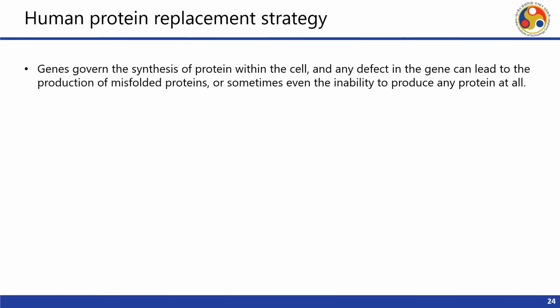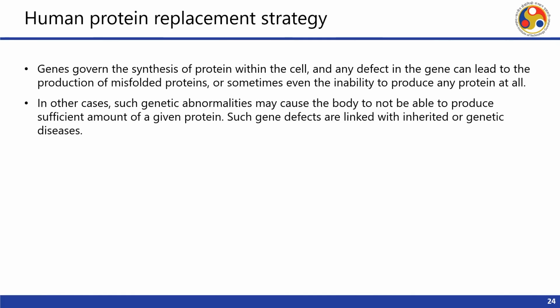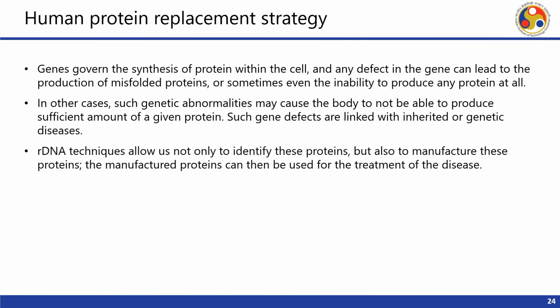Now, let us discuss human protein replacement strategy. Genes govern the synthesis of proteins within the cell, and any defect in the genes can lead to the production of misfolded proteins, or sometimes even the inability to produce any protein at all. In other cases, genetic abnormalities may cause the body to not be able to produce sufficient amount of a given protein. Such gene defects are linked with inherited or genetic diseases.